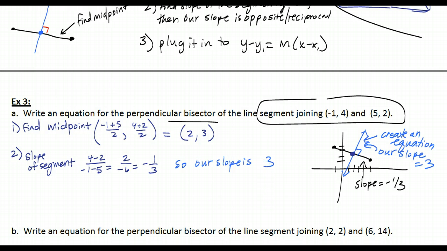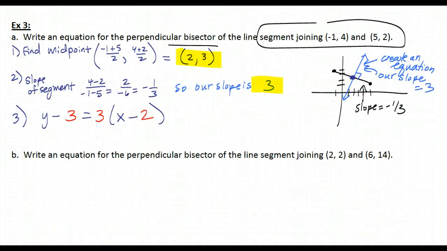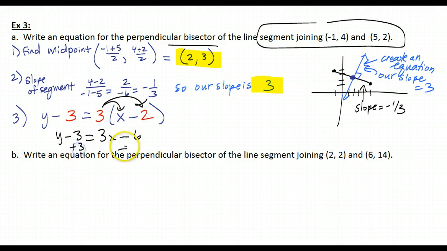Then, step 3, I'm going to use that and that in my formula and rearrange. So I'm going to plug in y minus my y, which is 3, equal to my slope, which is also 3, times x minus my x, which is 2. And then I'm rearranging it. Distribute the 3, and I've got y minus 3 equals 3x minus 6. Okay, final answer, y equals 3x minus 3.